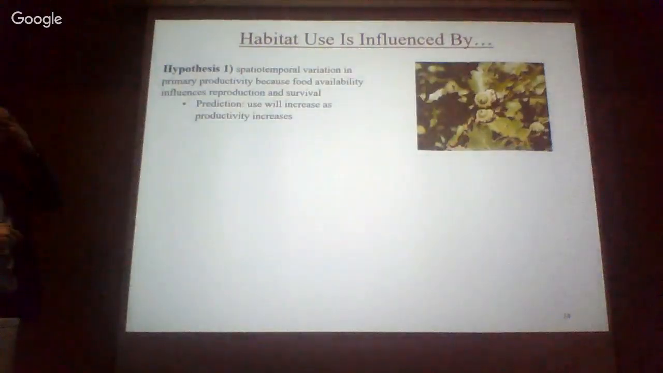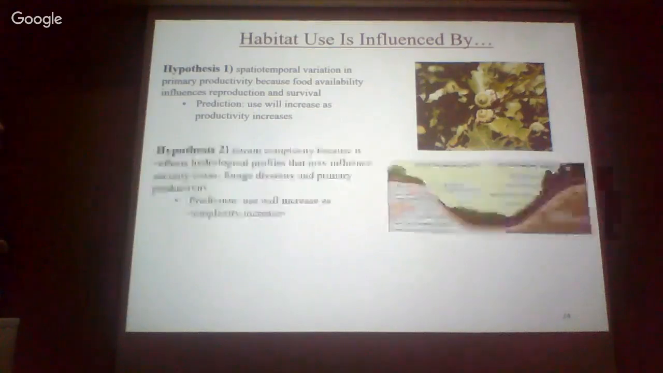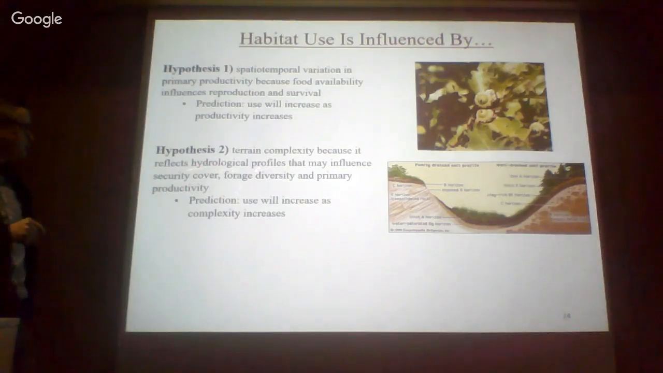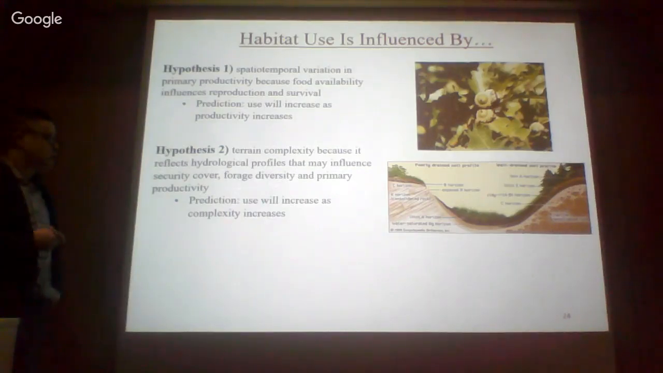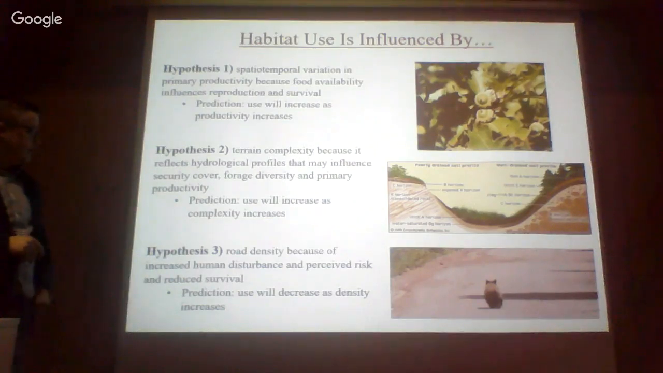To test it, we hypothesized that habitat use was influenced first by the variation in productivity across the landscape, because food availability is highly correlated with both reproduction and survival, and predicted that use will increase as that productivity value increases as well. We also hypothesized that terrain complexity could be an important driver because it has different hydrological profiles, and that can influence things like security cover, forage diversity, as well as productivity. Again, we predicted that use would increase as terrain ruggedness, or complexity, increases. And last, we hypothesized that road density would explain use because of increased disturbance, potential risk, and reduced survival, and predicted there that use will decrease as road density increases.